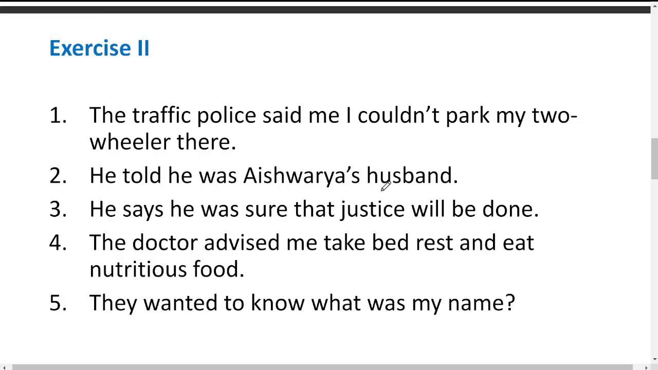The sentences are not correct. There are certain errors in this. Let us find out the errors. Remember the rules I already told you.